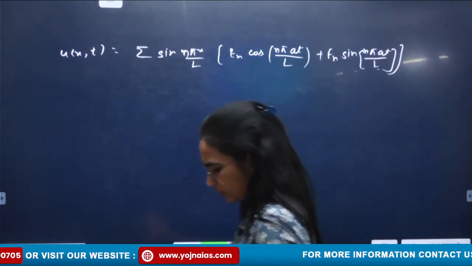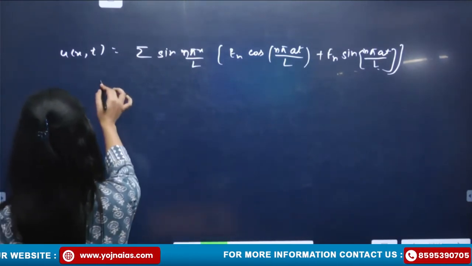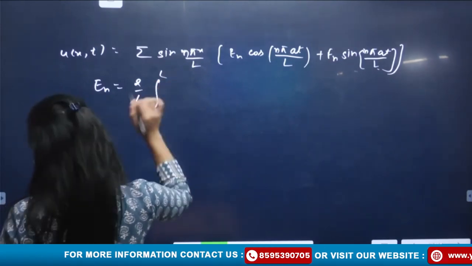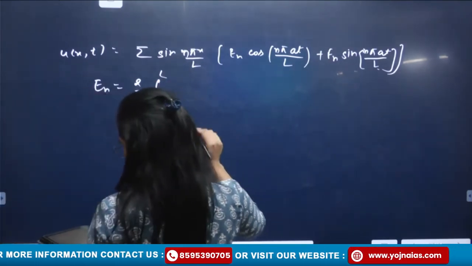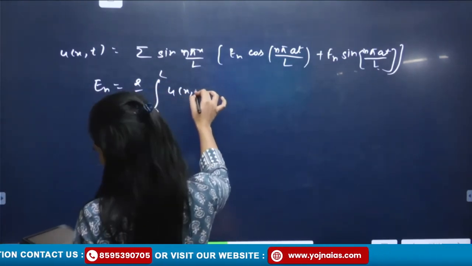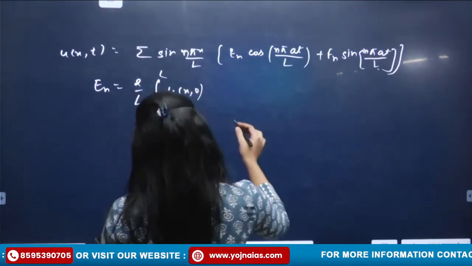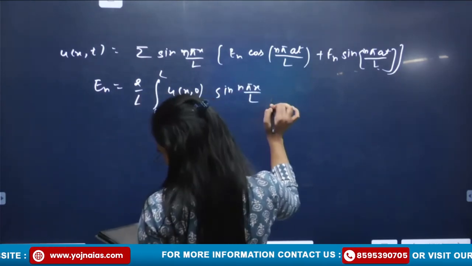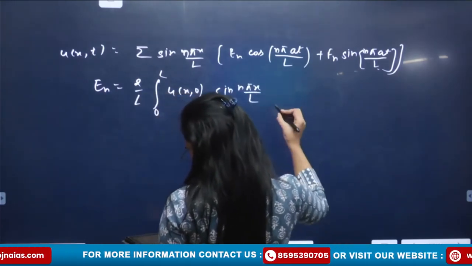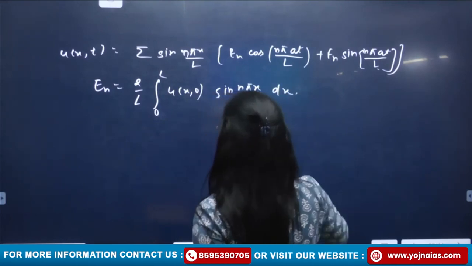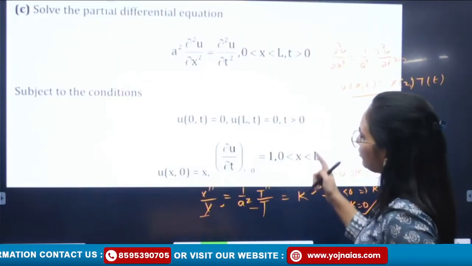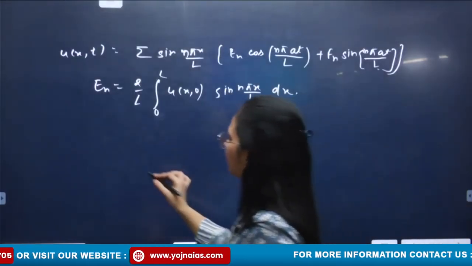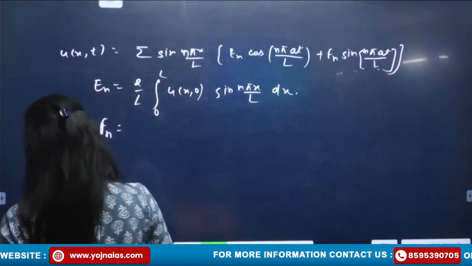And you can calculate E_n. What is the formula? E_n = (2/L) ∫ from 0 to L of f(x) sin(nπx/L) dx. What is f(x)? That is u(x,0), and u(x,0) is given in this question as x. So put this value in. Then you need to calculate F_n as well. So what is F_n?